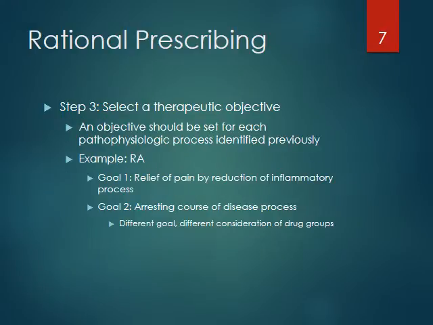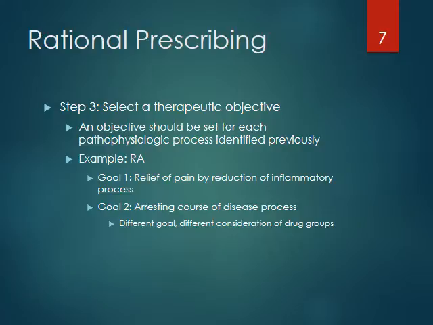Next, you really need to select the objective of your therapies and come up with an objective for each disease state process that we identified previously. So in the example of rheumatoid arthritis, we come up with two goals. First one is relieving the pain by reducing the amount of inflammatory mediators being generated and dampening that whole process in general. That's going to help deal with a lot of the symptoms of pain the patient's experiencing. And the next goal would be to help arrest the course of the disease state in order to prevent it from developing further or becoming worse over time.